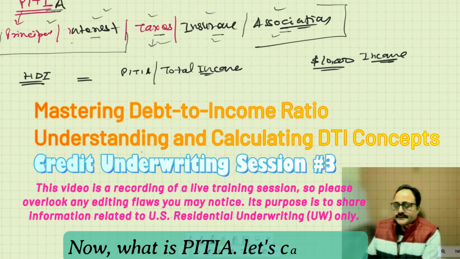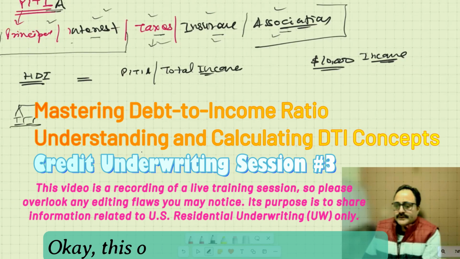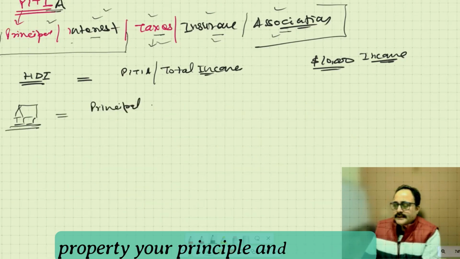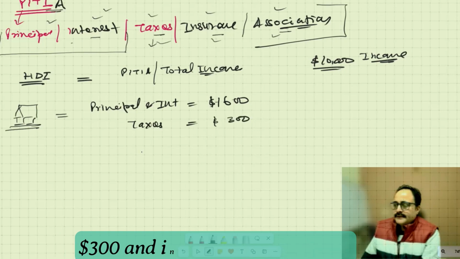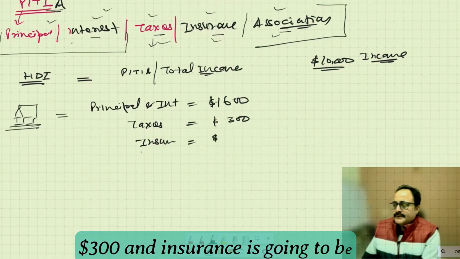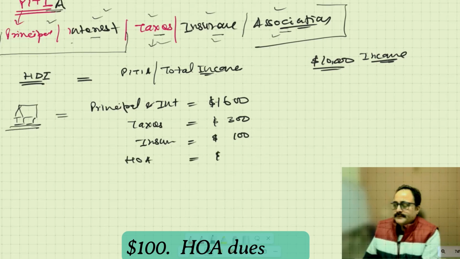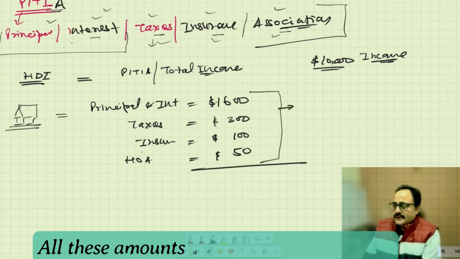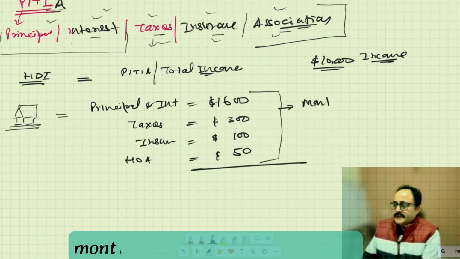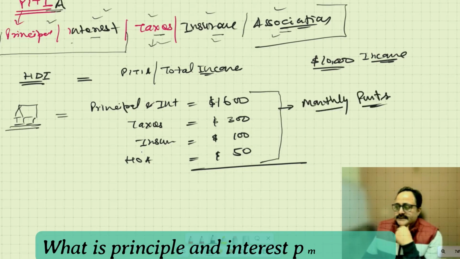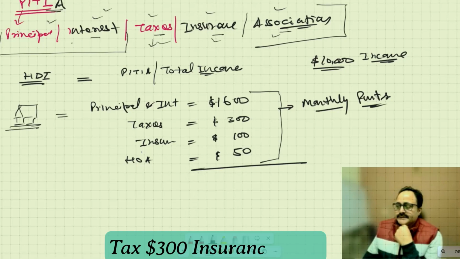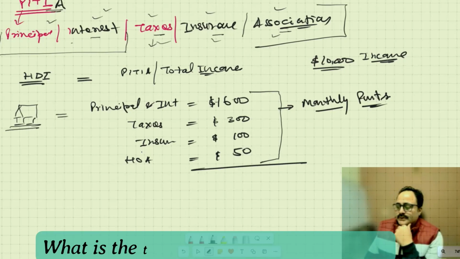So let's calculate it. This is the property, and in the property your principal and interest is $1,600. Taxes are going to be, let's say, $300, and insurance is going to be $100. HOA dues are $50. All amounts are always going to remain monthly payments, right? Monthly payment. What is principal and interest? 1,600. Taxes 300. Insurance 100.